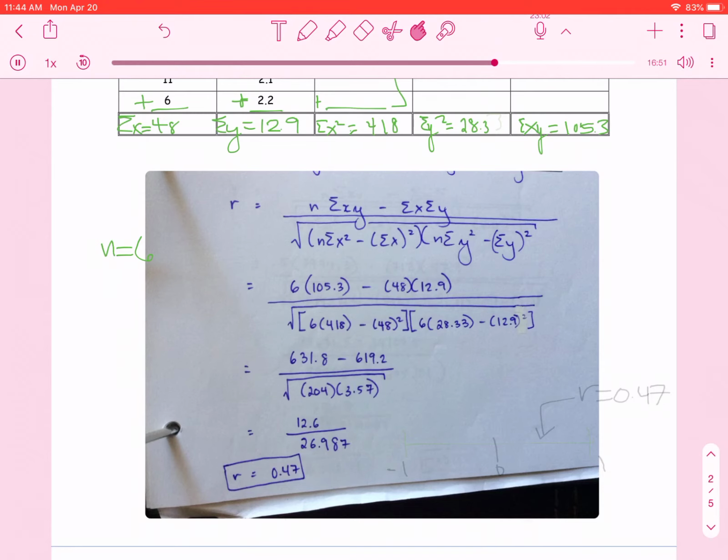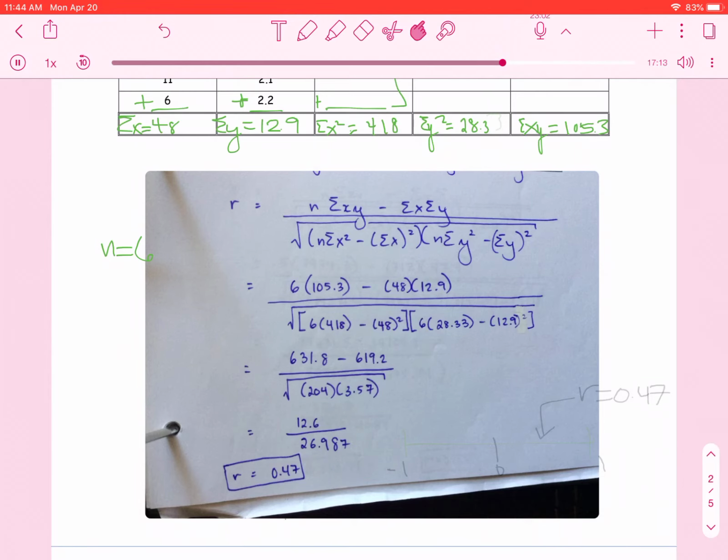Okay, for the sum of xy, that's 105.3, our last column, so you see that in there as well. The sum of x is 48, the sum of y is 12.9. That takes care of your numerator. So I would always just write out your substituted values first, and then you can apply it to your calculator after.